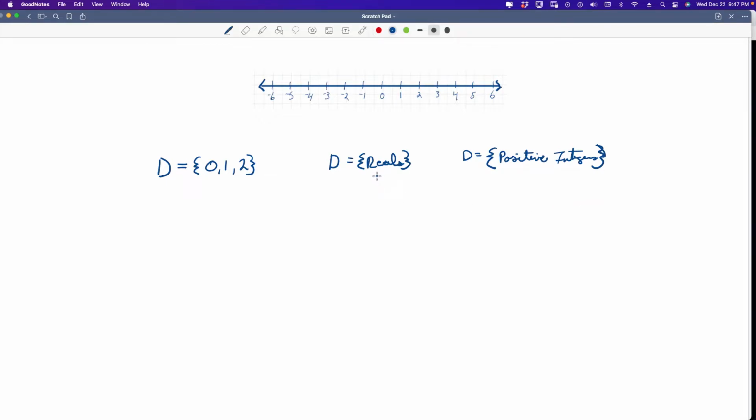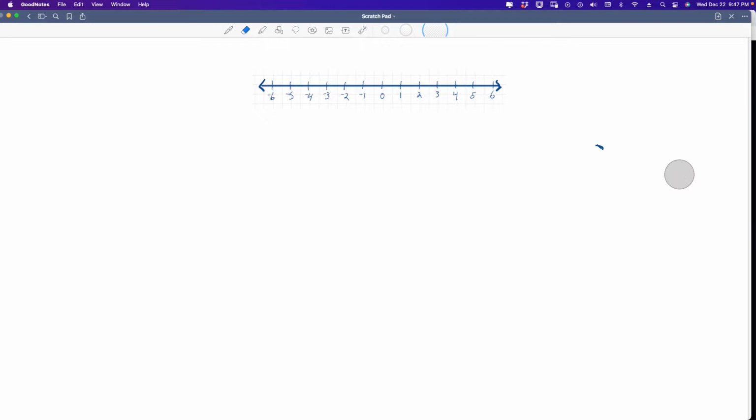We know real numbers include all the numbers, whether they're rational, irrational, positive, negative, whatever. So unless it specifies what that is, it's this one, right? Unless it gets real specific, we always assume it's all the real numbers. So let's look at an example problem.